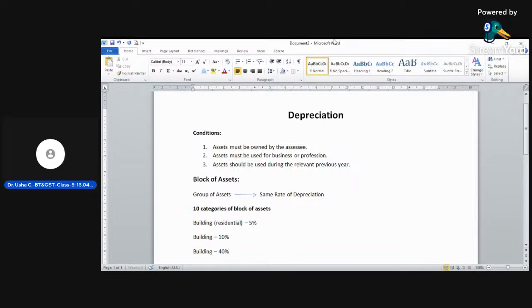This is the third block, that is the third category of rate of depreciation. Then the fourth category is furniture and fixtures. Whatever the furniture and fixtures, fittings, any kind of electrical fittings, etc., this is charged at the rate of 10%. If in case the rate of depreciation is not given in the problem, you also have to keep this in mind to charge.